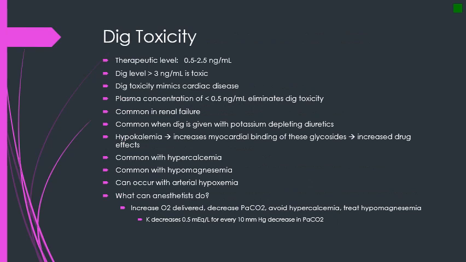DIG toxicity occurs at greater than 3 nanograms per milliliter. It mimics cardiac disease, and you can see why based on the changes that are experienced with that EKG. The plasma concentrations have to be decreased to less than 0.5 nanograms per milliliter to eliminate all of the DIG toxicity for those effects to resolve.